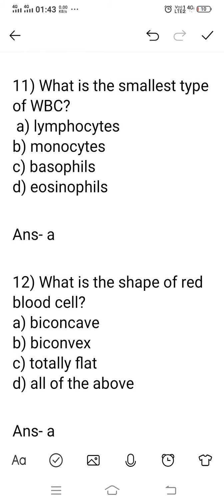Question number 11. What is the smallest size of the WBC? Option number A, lymphocyte. Option number B, monocyte. Option number C, basophil. Option number D, eosinophil. Generally, the right answer is option number A, lymphocytes. Lymphocyte is the smallest type of WBC.